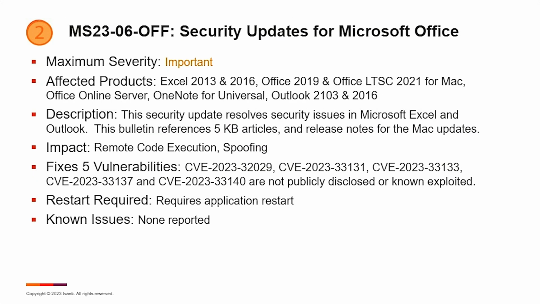As far as regular Office goes, another set of important updates as well. 5 vulnerabilities here as well. Remote code execution, and there's one difference: the last vulnerability there, 33.140, has to do with spoofing. That's why you didn't see spoofing on the previous slide for the click-to-run versions. It was a different vulnerability that was addressed. Again, 5 different KB articles addressing Excel, Office for Mac, release notes, or Outlook.